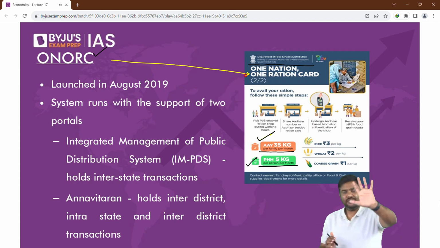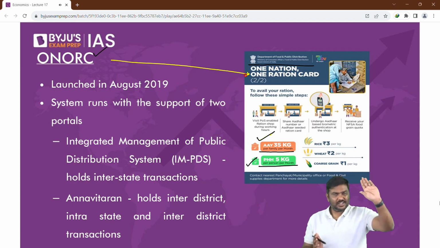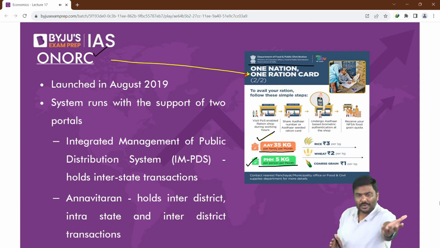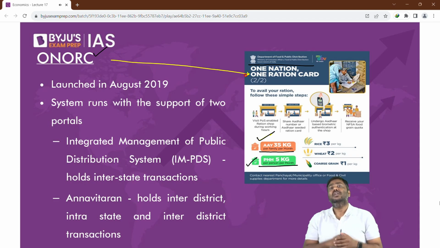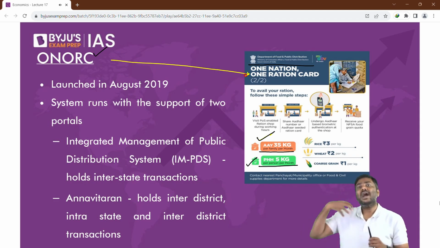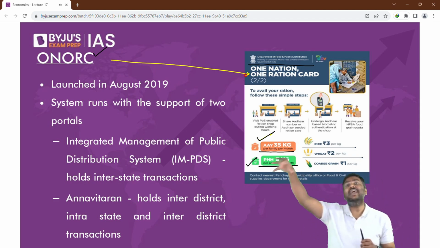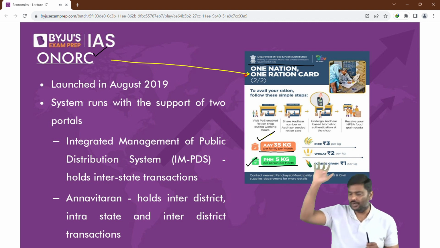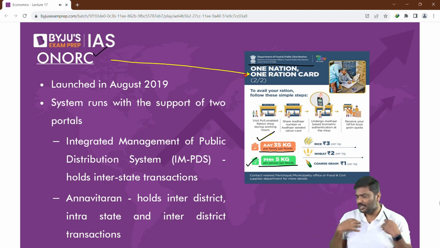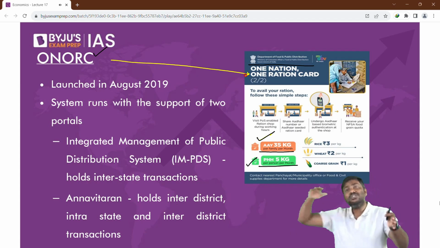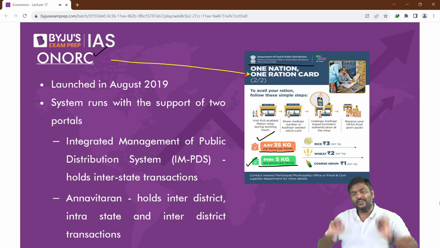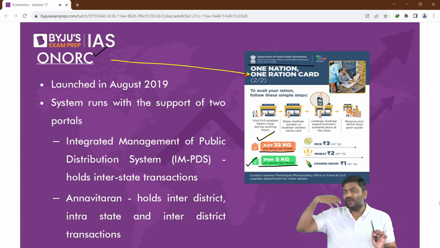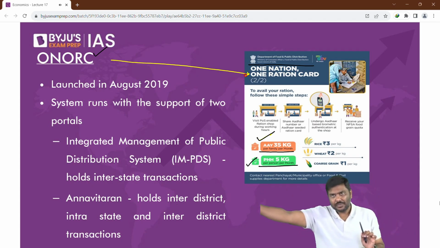Now imagine I'm a beneficiary along with my family. For my family, which has let's say 5 people, one ration card has been issued. I will take this ration card to the ration shop and they will give me 5 into 5, 25 kgs. Now what if I move from state 1 to state 2 in search of livelihood? I'm a migrant labor. I will move from state 1 to state 2 in search of livelihood.